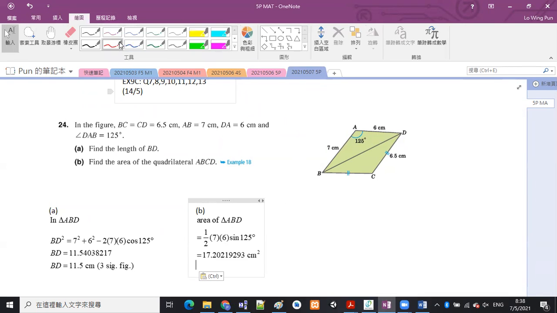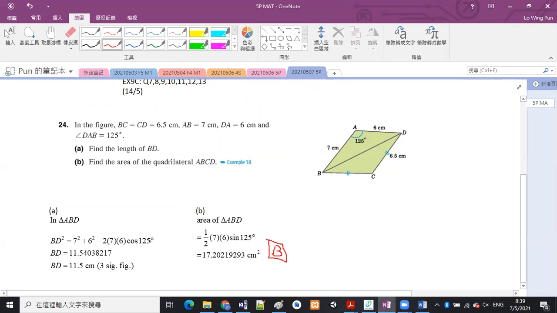Let me write down this. This is memory B. This is memory A. You can also write this in your solution during the exam.